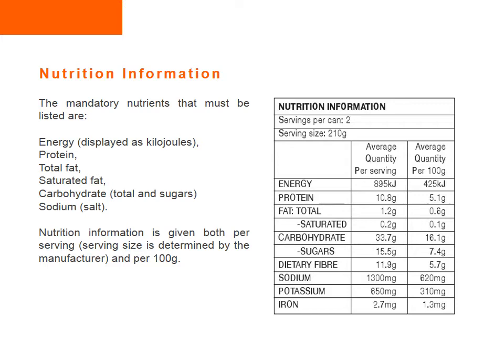vegetables. These panels provide information about the amount of energy, which is displayed as kilojoules, protein, total fat, saturated fat, carbohydrate, sugars and sodium, as well as any other nutrient about which a claim is made. For example, if it says a good source of fibre or high in calcium. The information must be presented in a standard format which shows the amount per serve and per 100 grams, or 100 ml if a liquid, of the food.